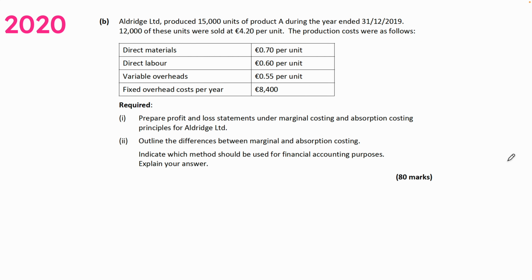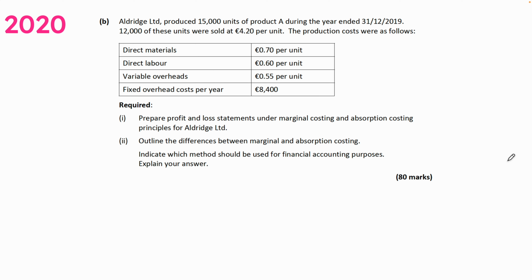Okay, part B of the question then. So this is the marginal and absorption part. So part B, Aldridge Limited produced 15,000 units of product A during the year ended 31st of the 12th, 2019. 12,000 of these units were sold at €4.20 per unit. The production costs were as follows. So direct materials 70 cents per unit, direct labour 60 cents per unit, variable overheads 55 cents per unit, fixed overhead costs per year €8,400.